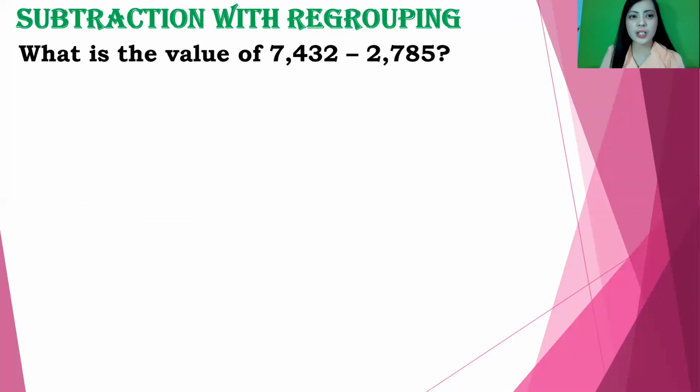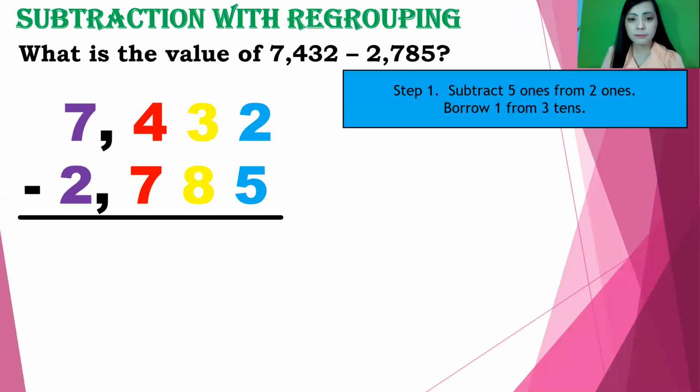This time around, subtraction with regrouping. So what is the value of 7,432 minus 2,785? Align the numbers according to place value: ones, tens, hundreds, thousands. Step number 1, subtract 5 ones from 2 ones. So 2 minus 5. Can you minus 2 minus 5? 2 is smaller than 5. Can or cannot? Cannot minus. So what we are going to do is borrow 1 from the 3 tens. The 2 becomes 12 now, and the 3 becomes 2. Now you can minus: 12 minus 5 is equal to 7.